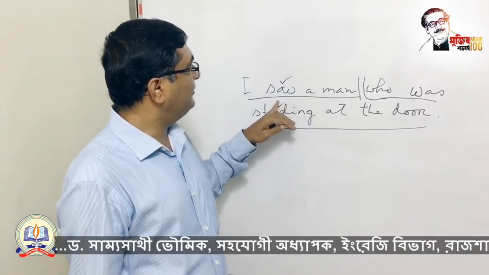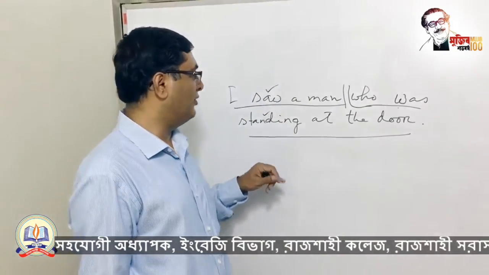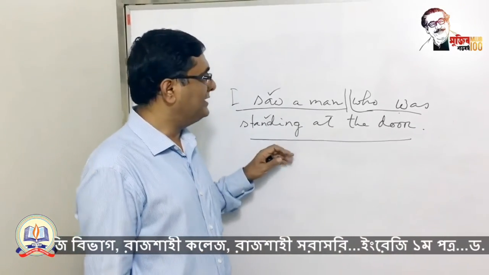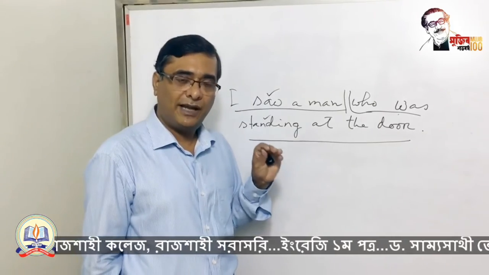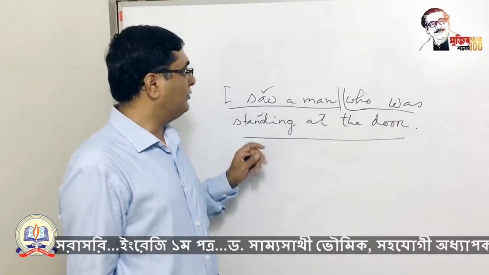Now the basic difference between a phrase and a clause is that a phrase doesn't have any finite verb. A phrase may have a verb, but that verb has to be non-finite. And what is a non-finite verb and what is a finite verb?